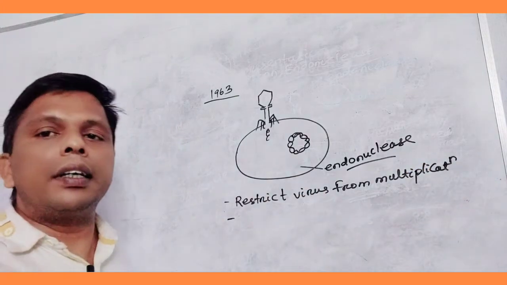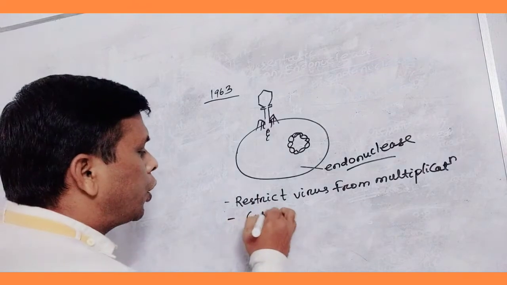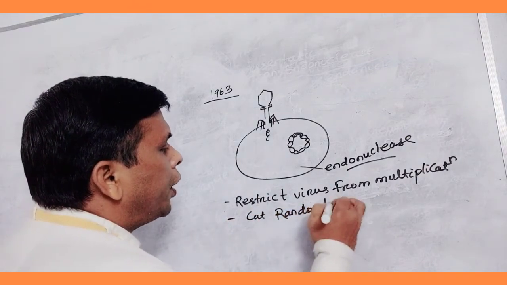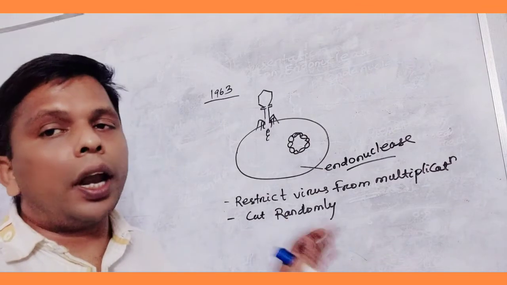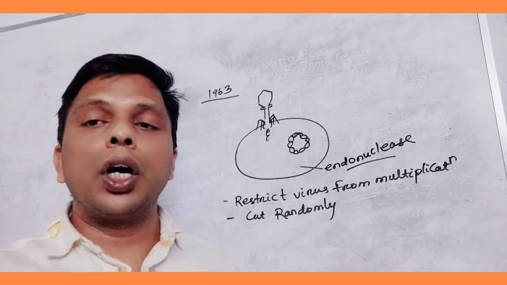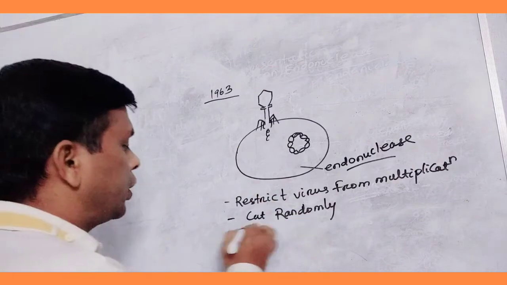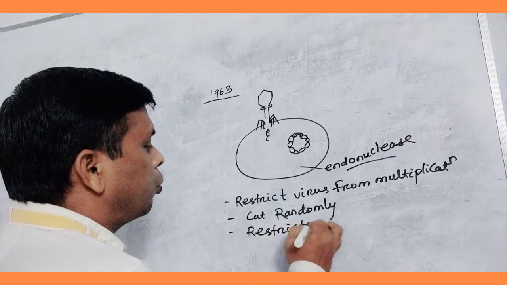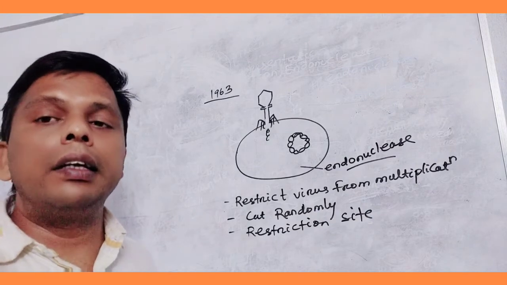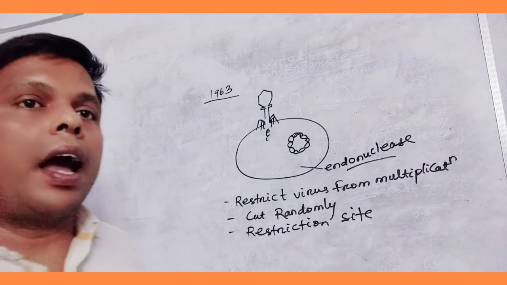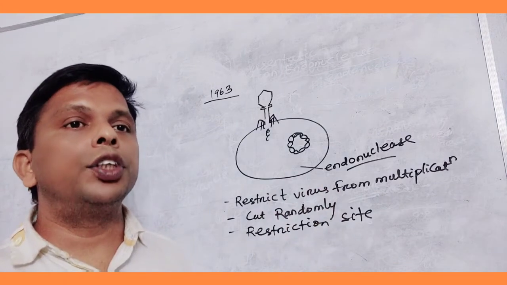The second concept is that they have the ability of cutting at the mid region, cutting randomly at the mid region. So the word endonuclease is given. So it is restriction endonuclease. This endonuclease cuts the DNA at a specific site, which is called the restriction site. The restriction sites are also present in the DNA. It cannot cut the DNA by itself. Always the cut is specific at a specific site.